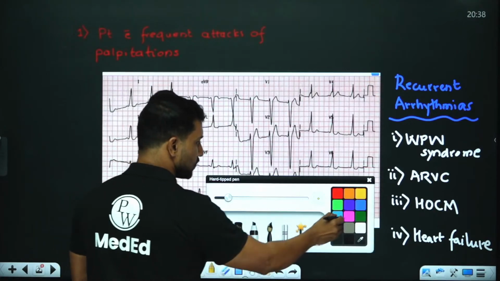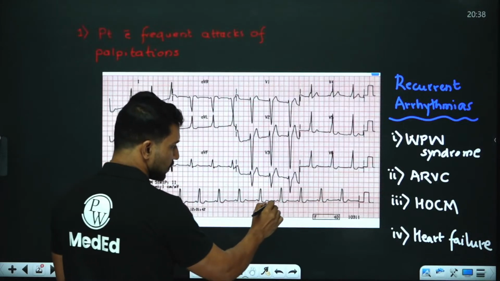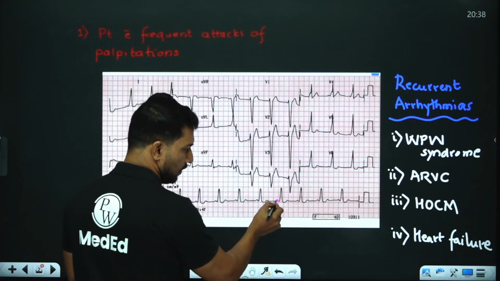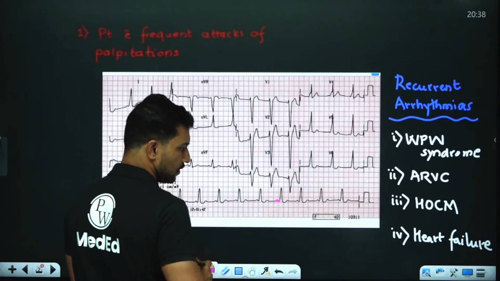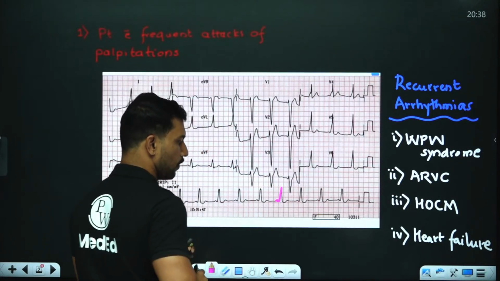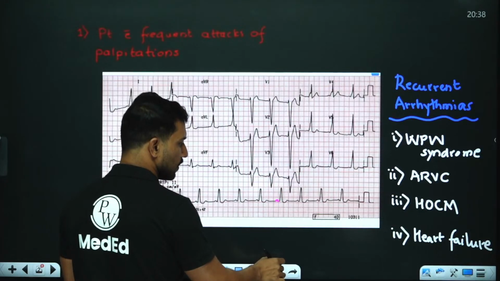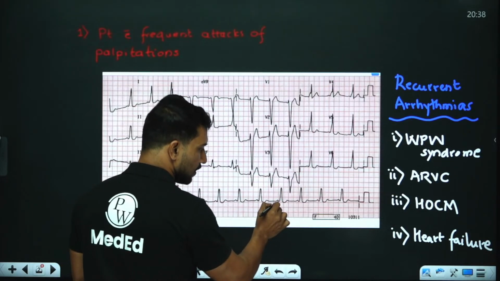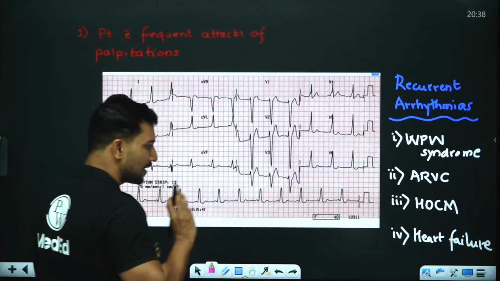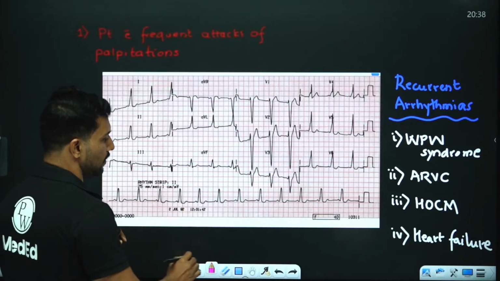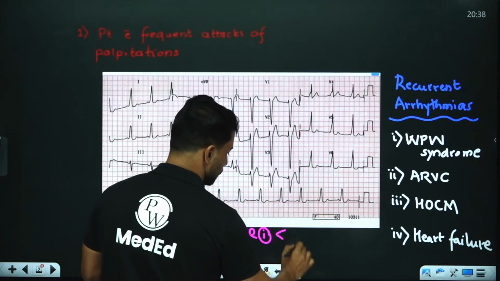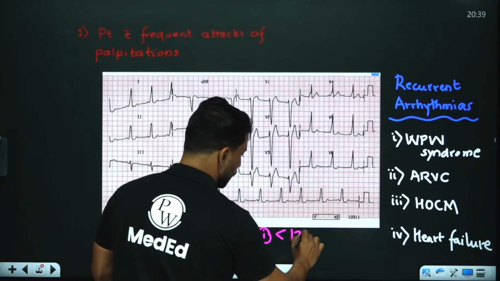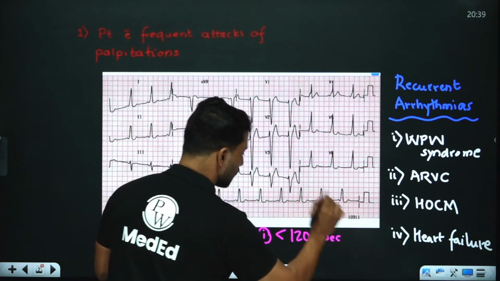When you see the rhythm strip, what do you notice? This is a P wave, right? And soon after the P wave is over, there is only a tiny PR segment and then the R wave upstroke starts. So the PR interval here is less than 3 small squares. That means the PR interval is less than 120 milliseconds. So there is a short PR interval.